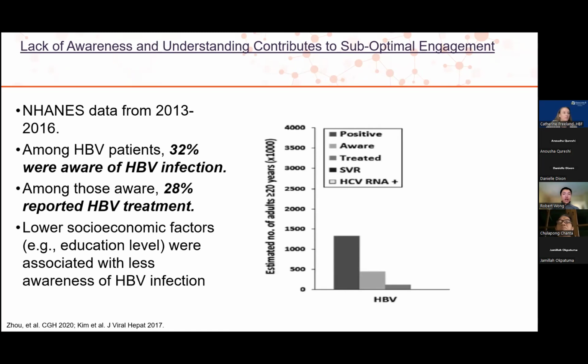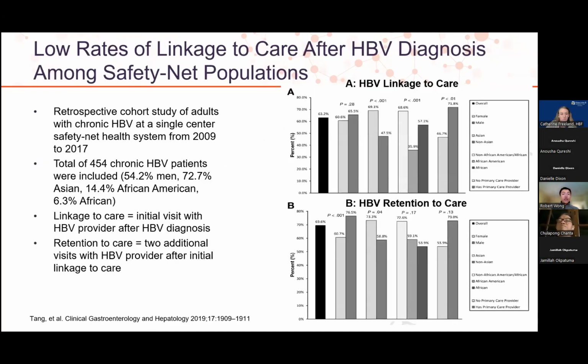These are data from the NHANES, which is a US-based survey study of adults, and you can see here some alarming observations. Among those with hepatitis B, less than a third were aware of their infection, and of those that were aware, only 28% reported being treated for hepatitis B. Alarmingly, we found that there were factors, especially socioeconomic factors, low education level, that were associated with less awareness for hepatitis B.